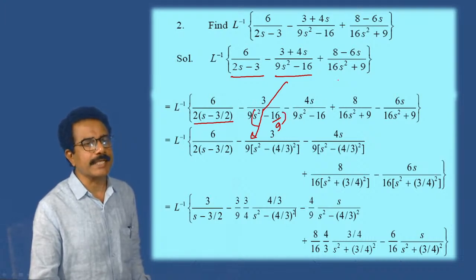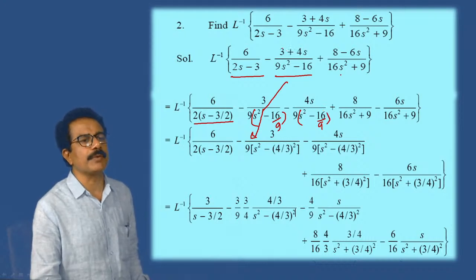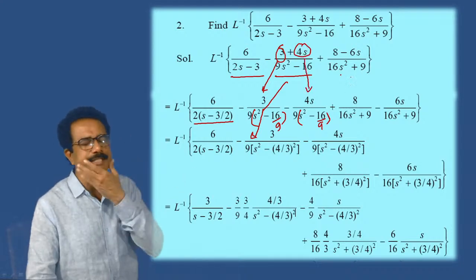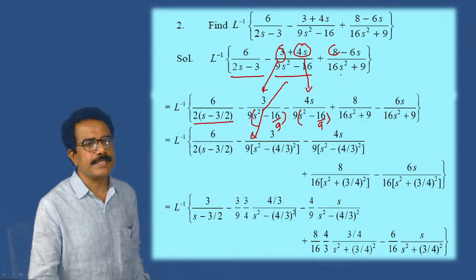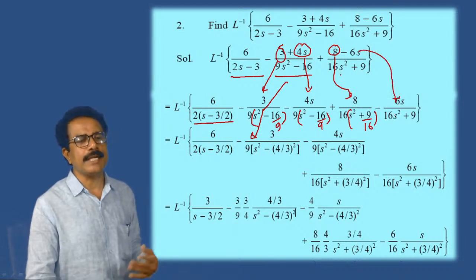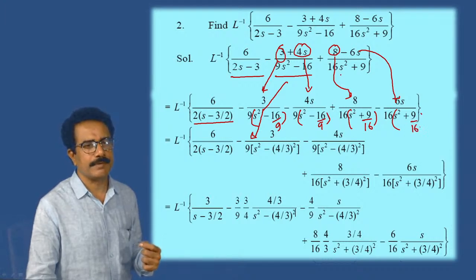Here again we can take the common, here same s square minus 16 by 9, and separate this for both the numerator: 3 for separate 3, 4s for separate 4s. This is a simple calculation, one can calculate this. This is again separate for 8. You can take 16 common, s square plus 9 by 16, and for the second factor again you can take 16 common, s square plus 9 by 16.